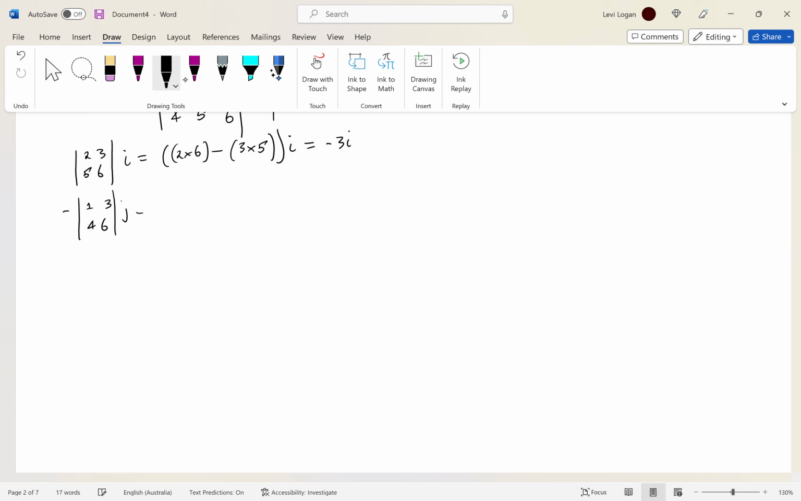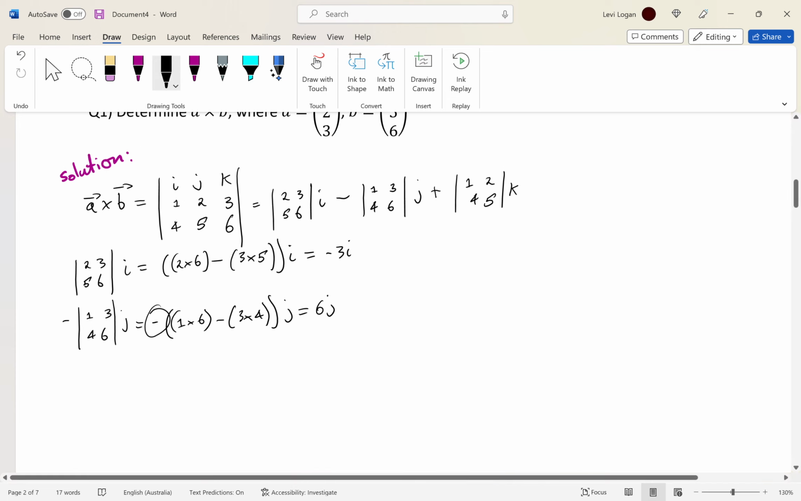Where we find this negative sign at the front, the product of these two, which is 1 times 6, minus the product of these two, which is 3 times 4. And that's all j. So 1 times 6 is 6, 3 times 4 is 12, minus 12. That whole thing's going to be negative 6, but then you have to multiply it by this negative at the front, so the whole thing is going to be positive 6j.